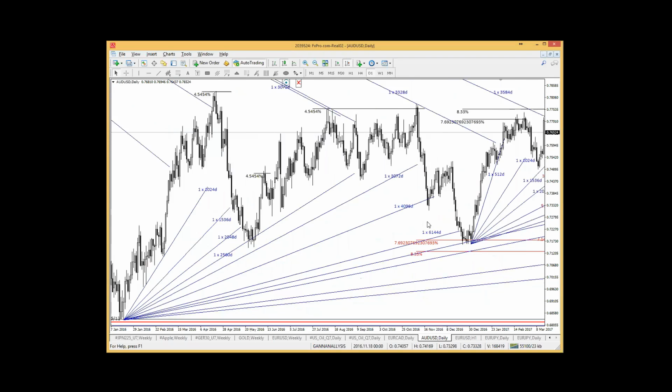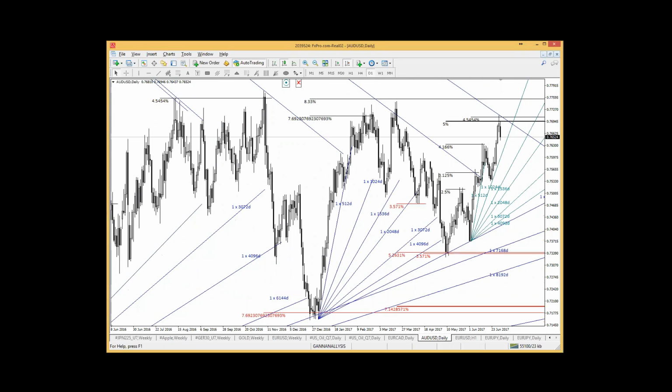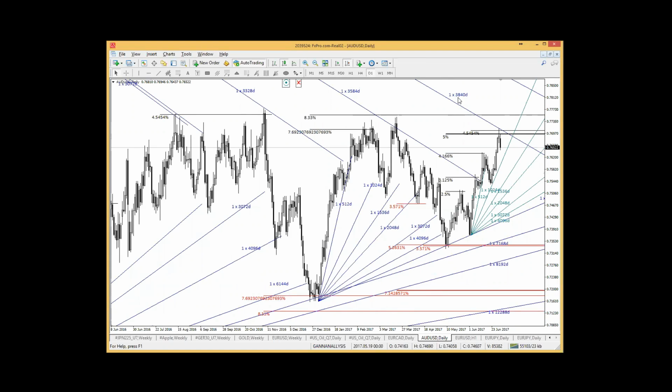AUDUSD: yesterday on the website I published a post regarding AUDUSD, and I said that the 1/3840 daily angle confluence with 5% and 4.5454 is an area where you need to short the market. All the conditions have been met at this level.